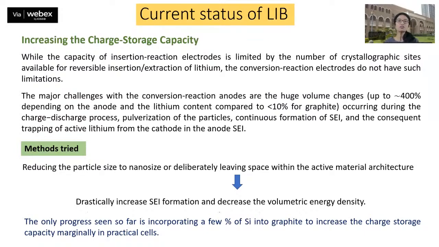So what you can do is reduce the particle size to nano size, or deliberately leave space within the active materials in the conversion anodes to take care of this volume expansion. But the problem is that it is going to lead to a lot of formation of SEI, and it is going to decrease your volumetric energy density. So currently, to improve the capacity, what is being done is to add a few percent of silicon into graphite. It is improving the capacity to some extent. That is the only change as of now that has been done. So a lot of research is still left in this field.